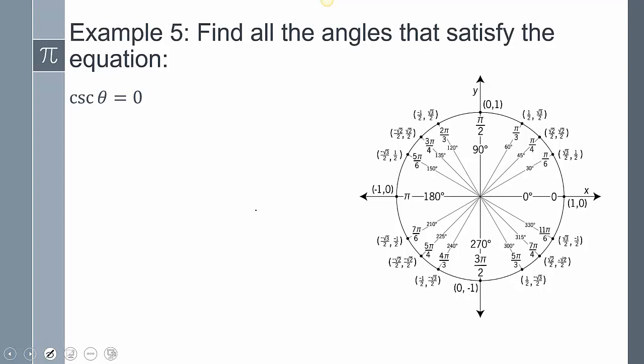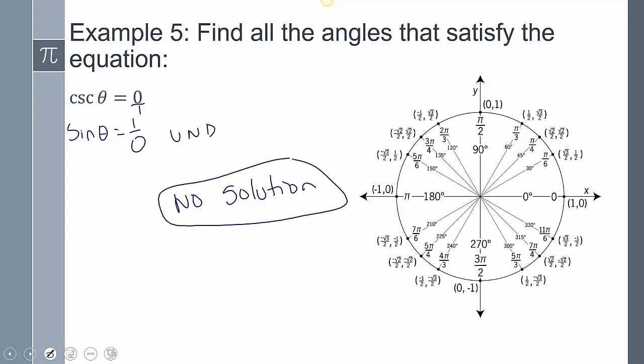Where my cosecant theta equals 0, we know that cosecant relates to sine. So if I do the reciprocal here, well, if this is 0 over 1, then I need to flip it, so I get undefined. So it's asking, where is my sine going to be undefined? Well, sine isn't undefined in any value in my unit circle, so there's no solution. Which just means there's no angle that's going to give me an undefined value for sine.